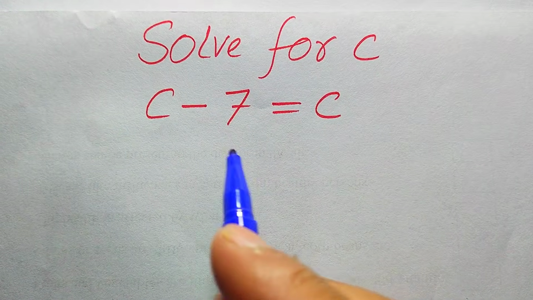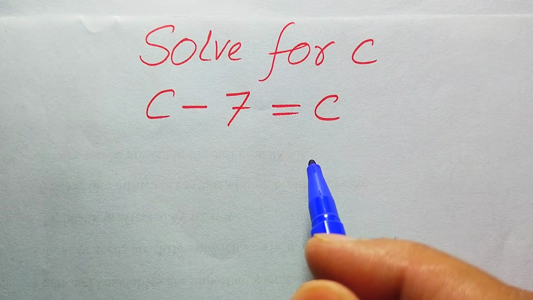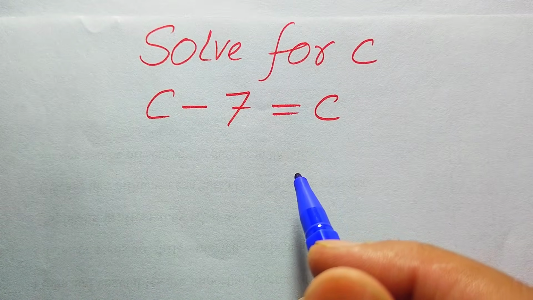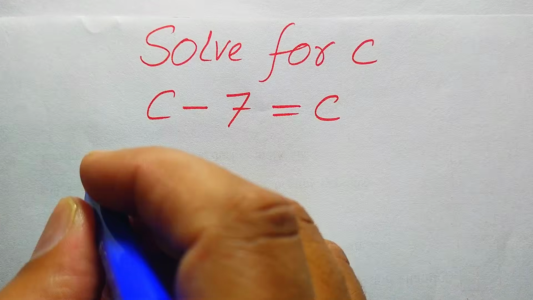So here we have c minus 7 is equal to c, and we solve this problem for all the values of c. We solve this problem using two methods.